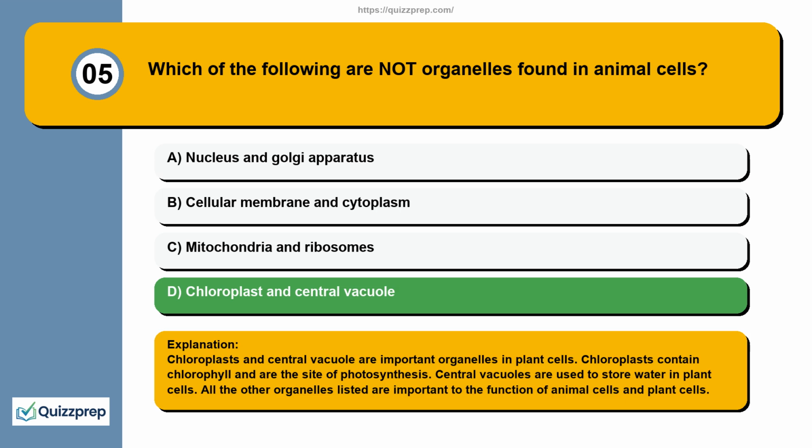Chloroplasts and central vacuole are important organelles in plant cells. Chloroplasts contain chlorophyll and are the site of photosynthesis. Central vacuoles are used to store water in plant cells. All the other organelles listed are important to the function of animal cells and plant cells.